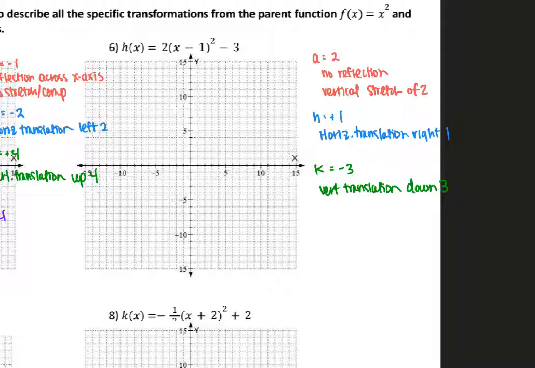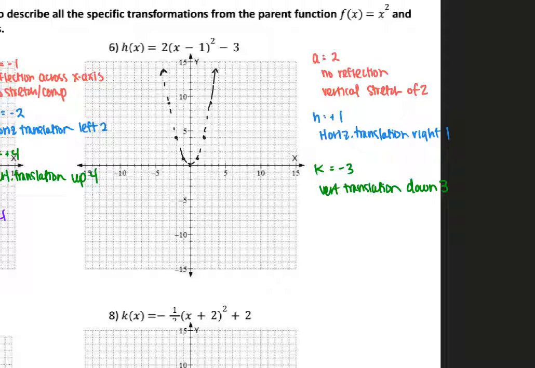So now I'm going to go ahead and sketch my parent function. So starting at the origin, we go over 1, up 1, over 2, up 4, and then over 3, up 9. So we know our parabola is going to be skinnier than this one, and then we're just basically moving it around. So it's going to be facing the same direction. It's going to be concave up, but it is going to be a more narrow parabola.